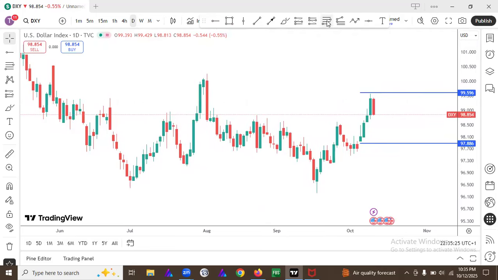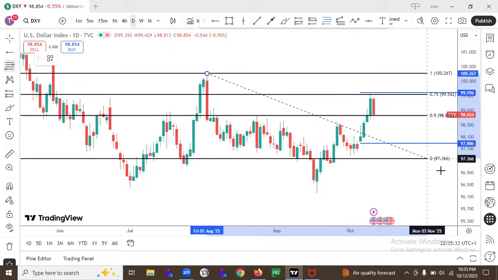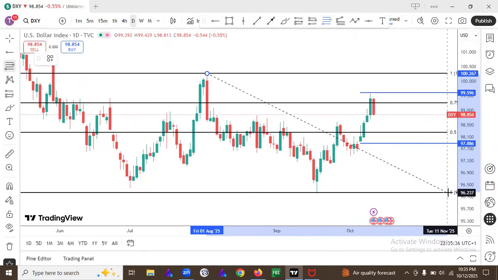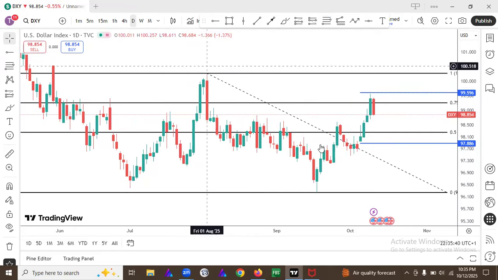First, let's apply our Fibonacci. We want to know if price is at premium or discount. If price is at premium, we want to sell. If it's at discount, we want to buy. So we apply our Fibonacci from the swing high to the swing low.